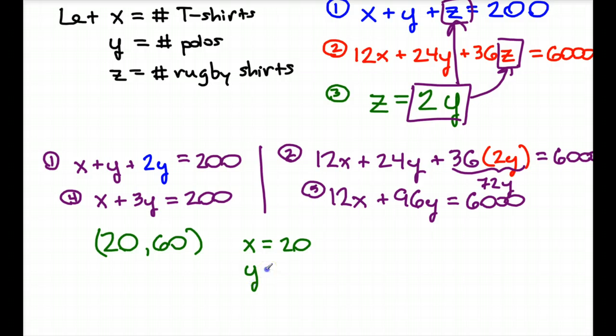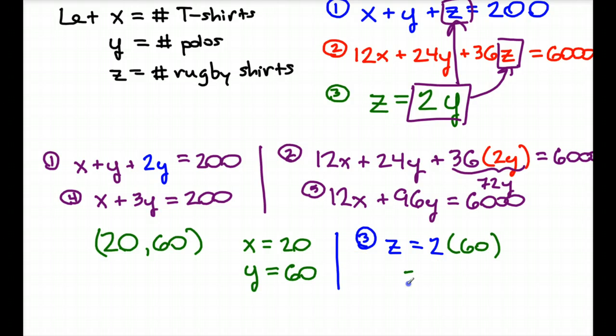And now my job is to find z by plugging these values back into either equation 1, 2, or 3. Now the easiest thing to do for this problem is probably just to take equation 3. We can just plug our y back in, 60 in for y. We don't even have to worry about x for that equation. So now if I take equation 3, I know z is equal to 2 times y, so that means z is equal to 2 times 60, and so that means z is 120.